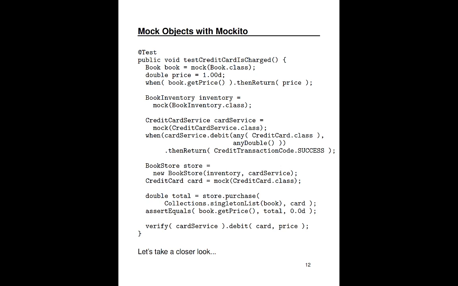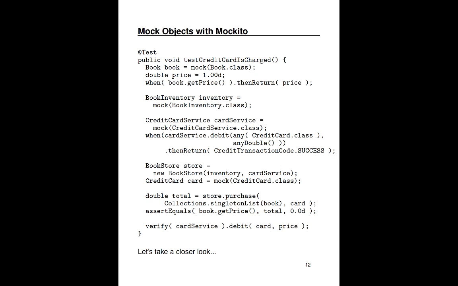Mockito also contains a method called when, that specifies that when the getPrice method is invoked on that mock book, then that method should return the price that we specify here in our test. We're also going to mock out our book inventory and our credit card service. And we're going to use that when method again to say when the debit method is invoked on the credit card service with any credit card instance and any double value, then it's going to return a success code.